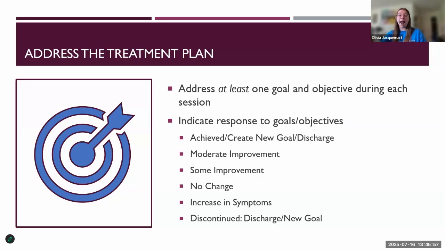Then you are able to determine how they think they are doing with the client, so anywhere from they've achieved this goal to there's been an increase in symptoms. However, that note does need to justify that selection. So we should not be seeing that there is some improvement selected, but the person is isolating or experiencing an increase in symptoms further within the progress note.